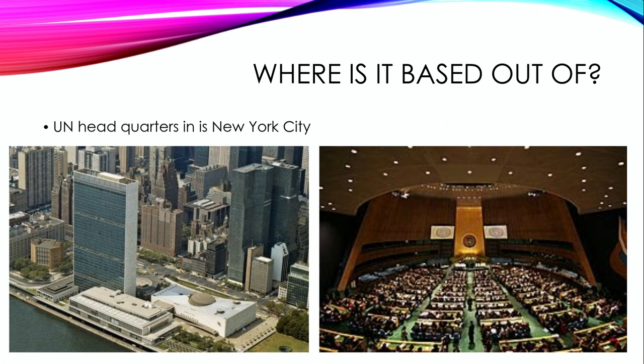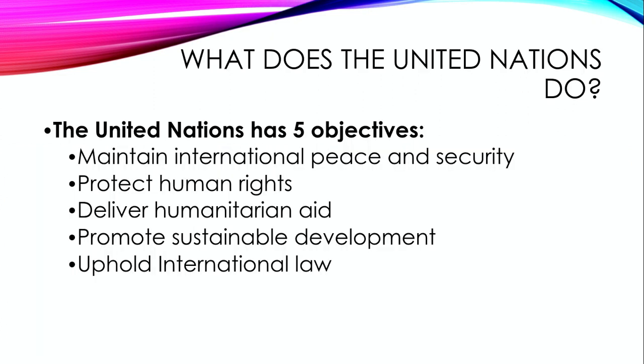So where is it based out of? So the UN headquarters are in New York City. Here's a picture of the building and then inside of the General Assembly. What do they do? Well, the UN has 5 main objectives: maintain international peace and security, protect human rights, deliver humanitarian aid, promote sustainable development, and uphold international law. Some of these objectives will get into greater detail in later lessons, partially because the United Nations has many different branches. So the UN also has different branches such as UNESCO or the World Health Organization or the World Food Program or UNICEF. So there's many different branches that work from the UN.